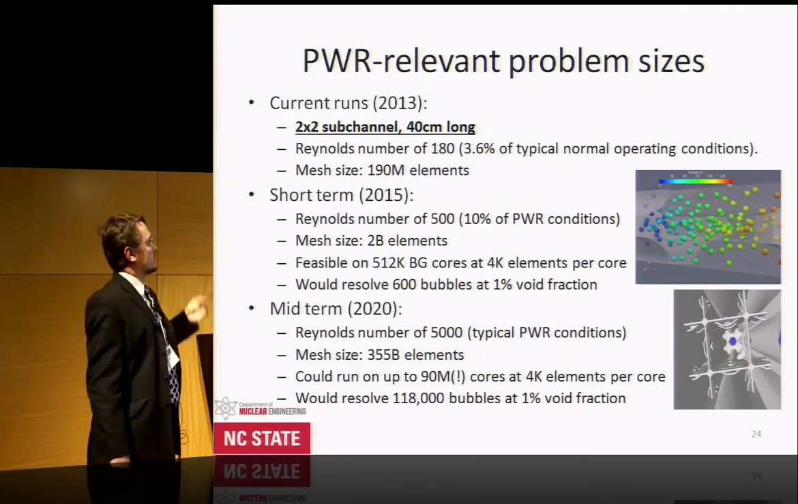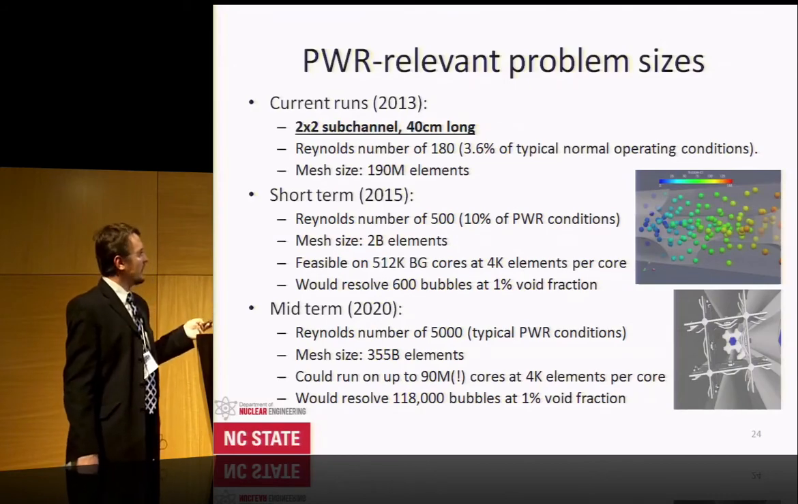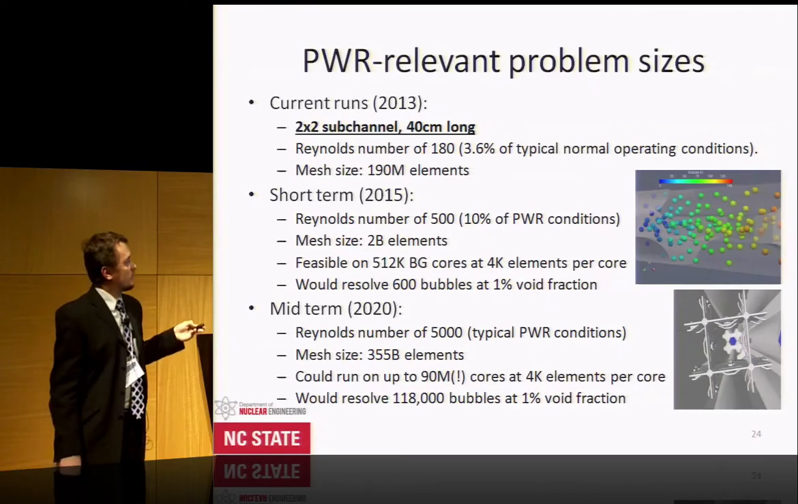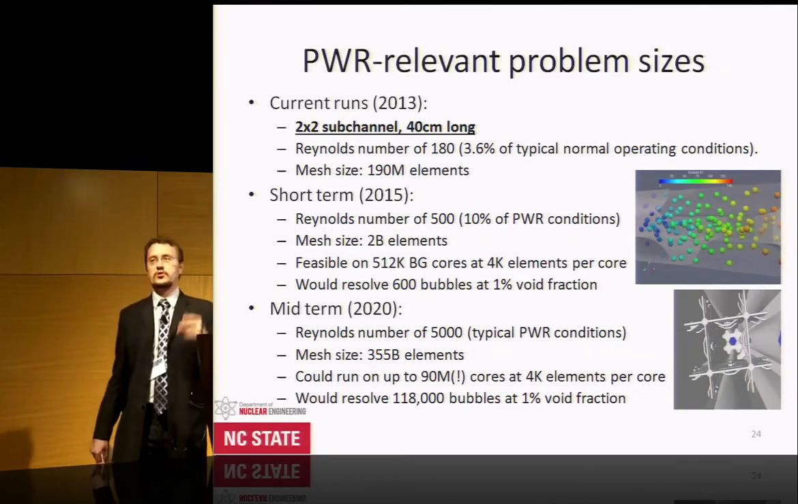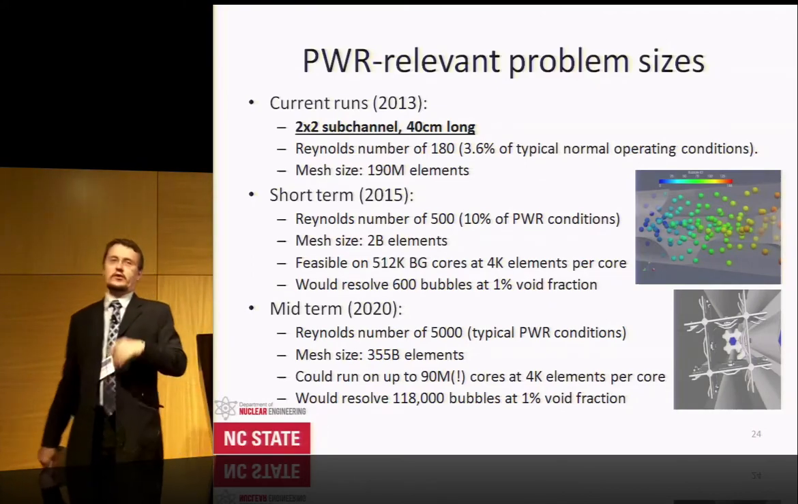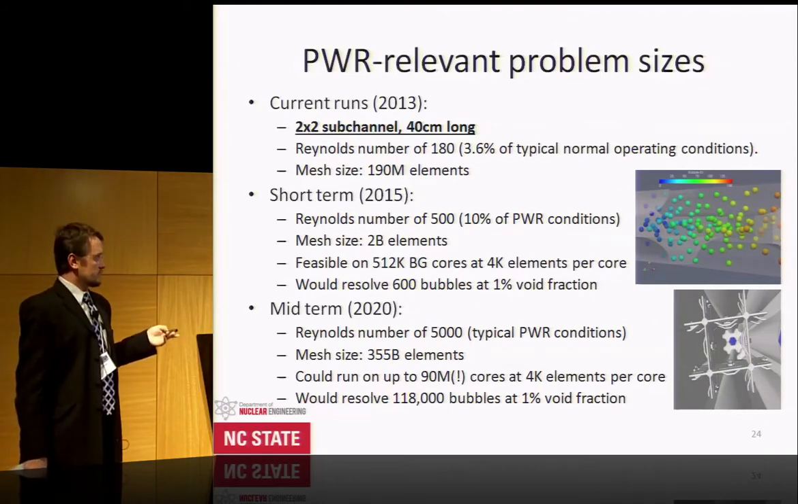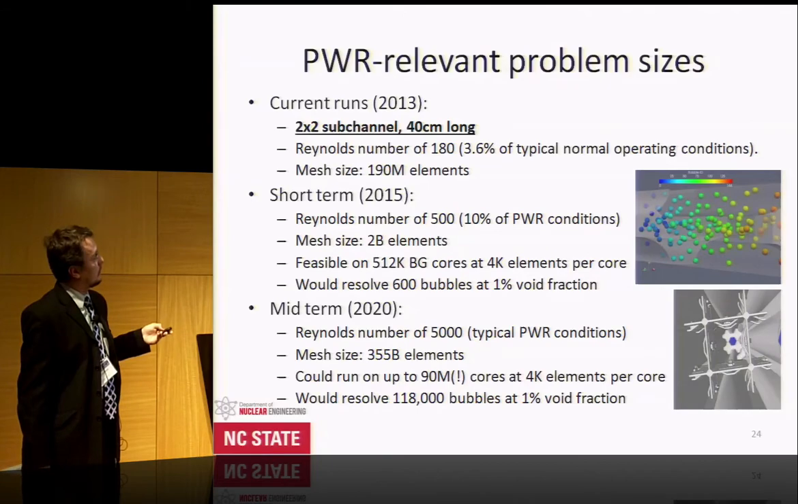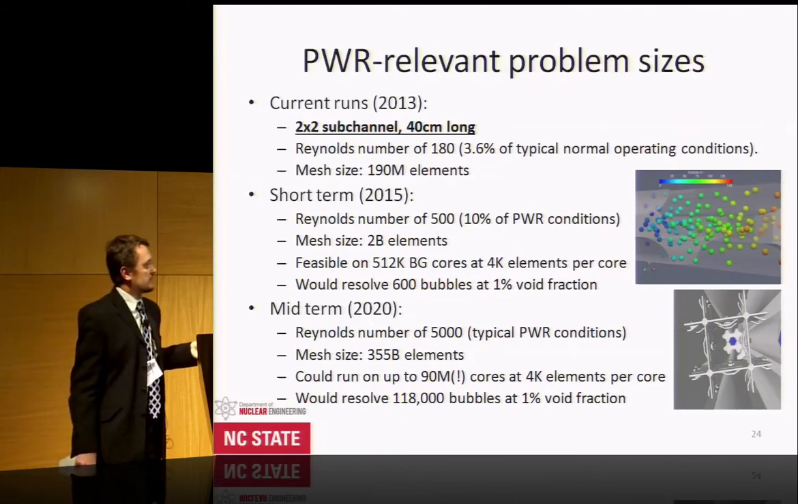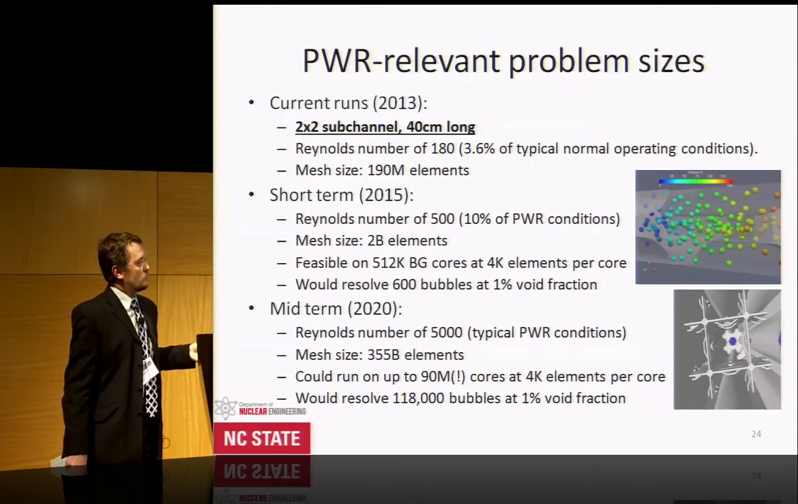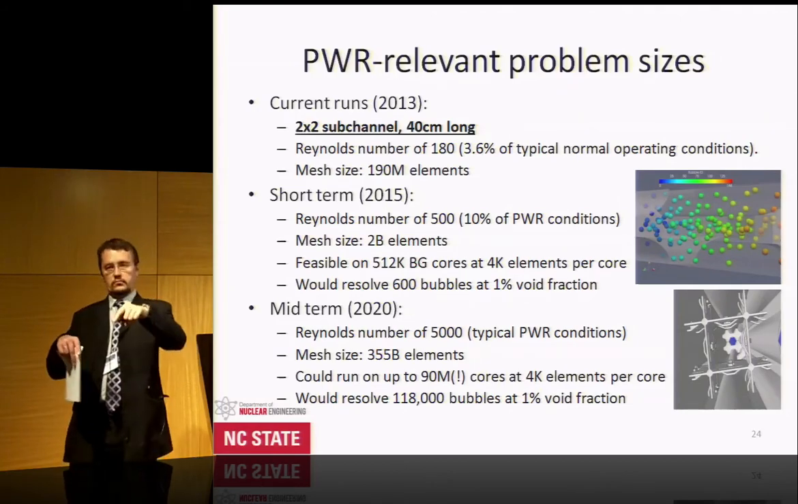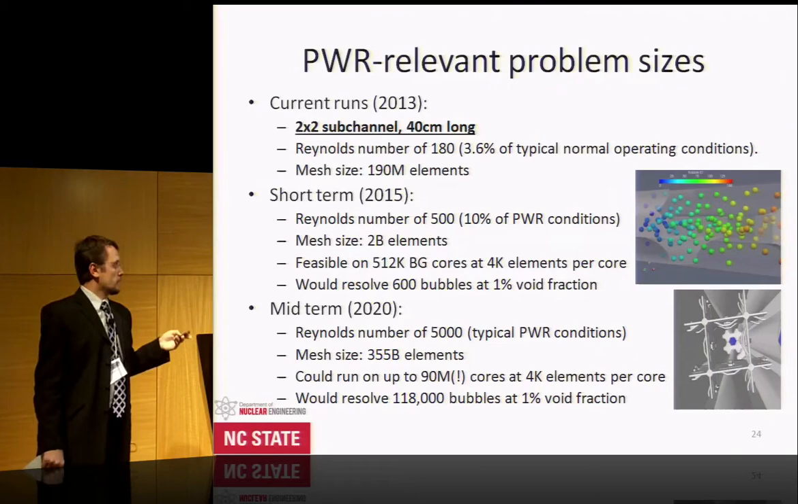We can do that, but we're still far away from the real conditions in a PWR, which stands for pressurized water reactor, which is two-thirds of the reactors in the United States. And this includes our 2x2 subchannel. What it means is that we're basically only considering the flow in between 9 fuel rods.